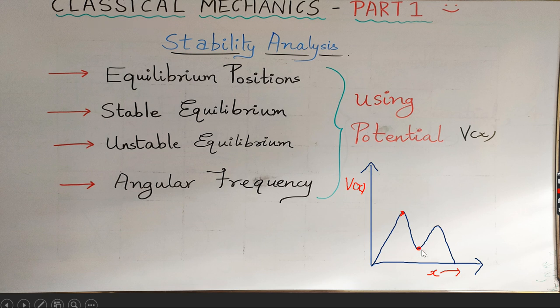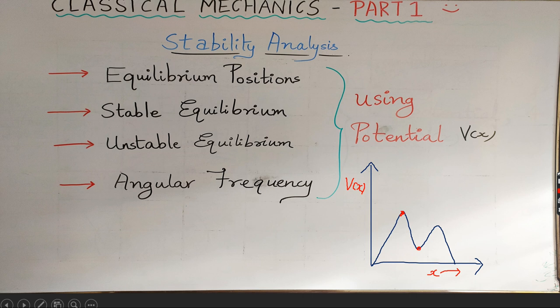This point over here is a stable equilibrium point, because if I move this object towards its right or towards its left, it is going to come down to its original position. And this is an unstable equilibrium point, because when it goes to its right or towards its left, it is not going to come back to its original position. So this is an unstable equilibrium point.